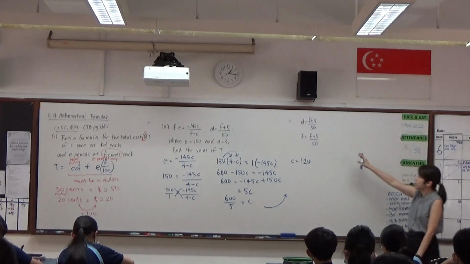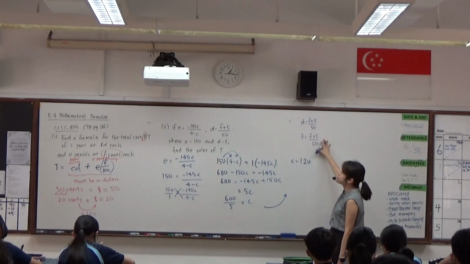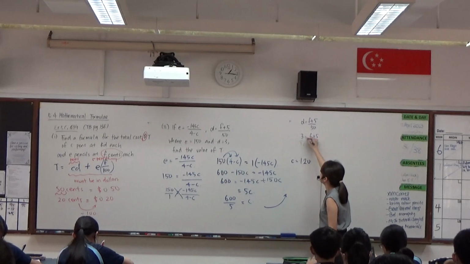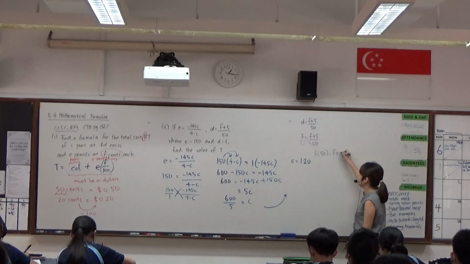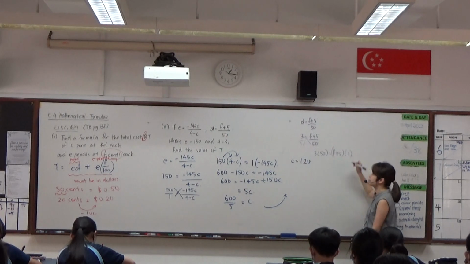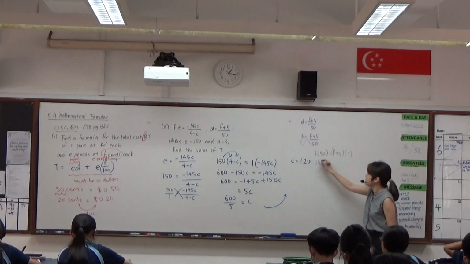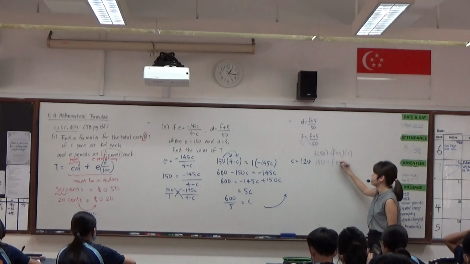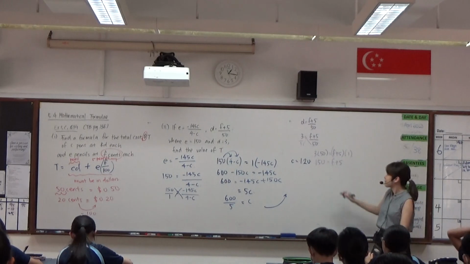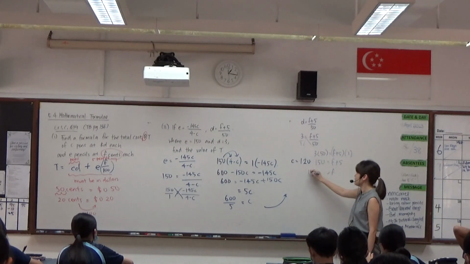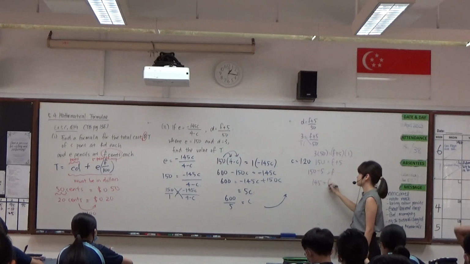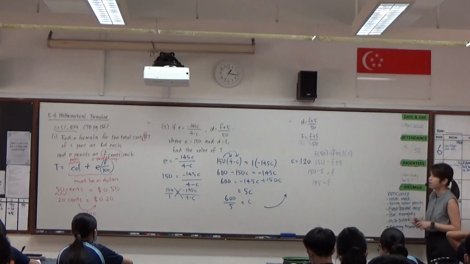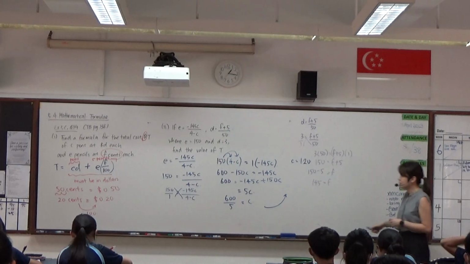Okay. So with this, next step we cross multiply. 3 times 50 equals F plus 5 times 1. 150 equals F plus 5. F equals 150 minus 5. So F equals 145.